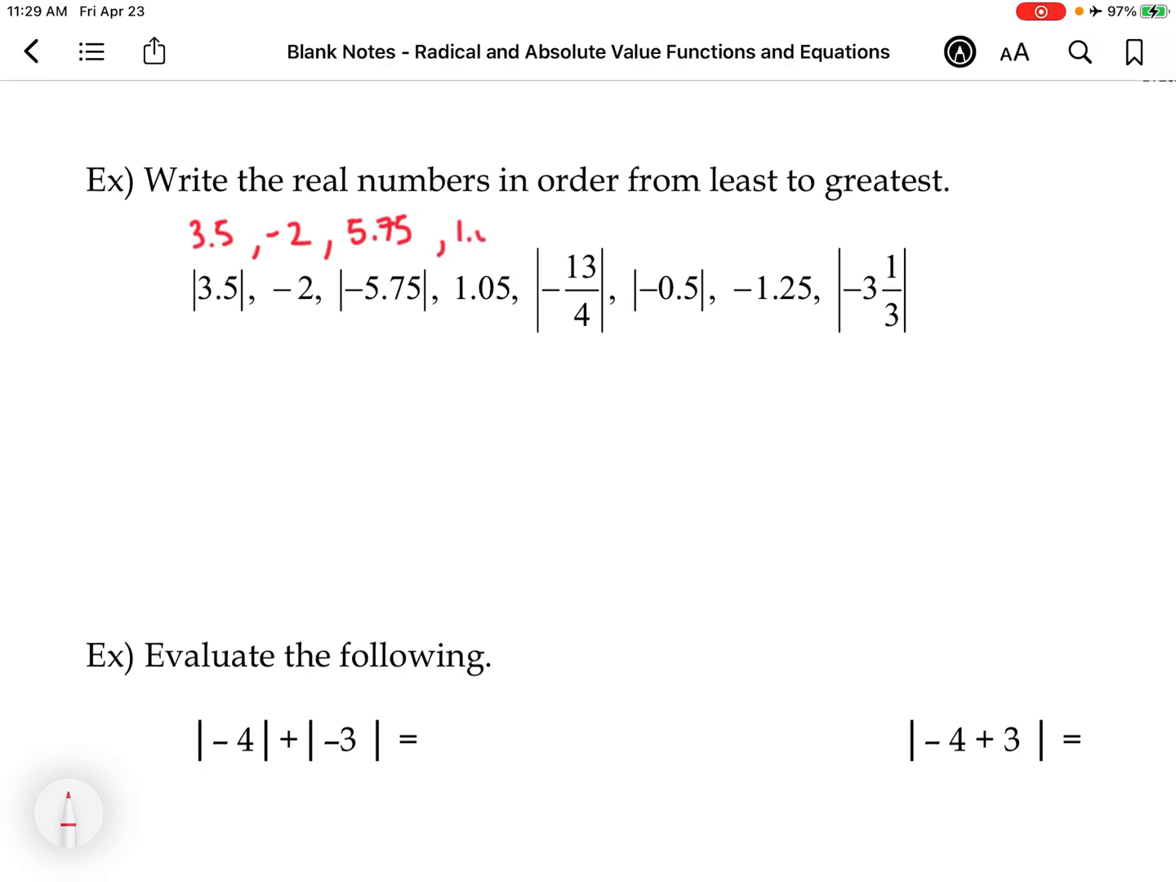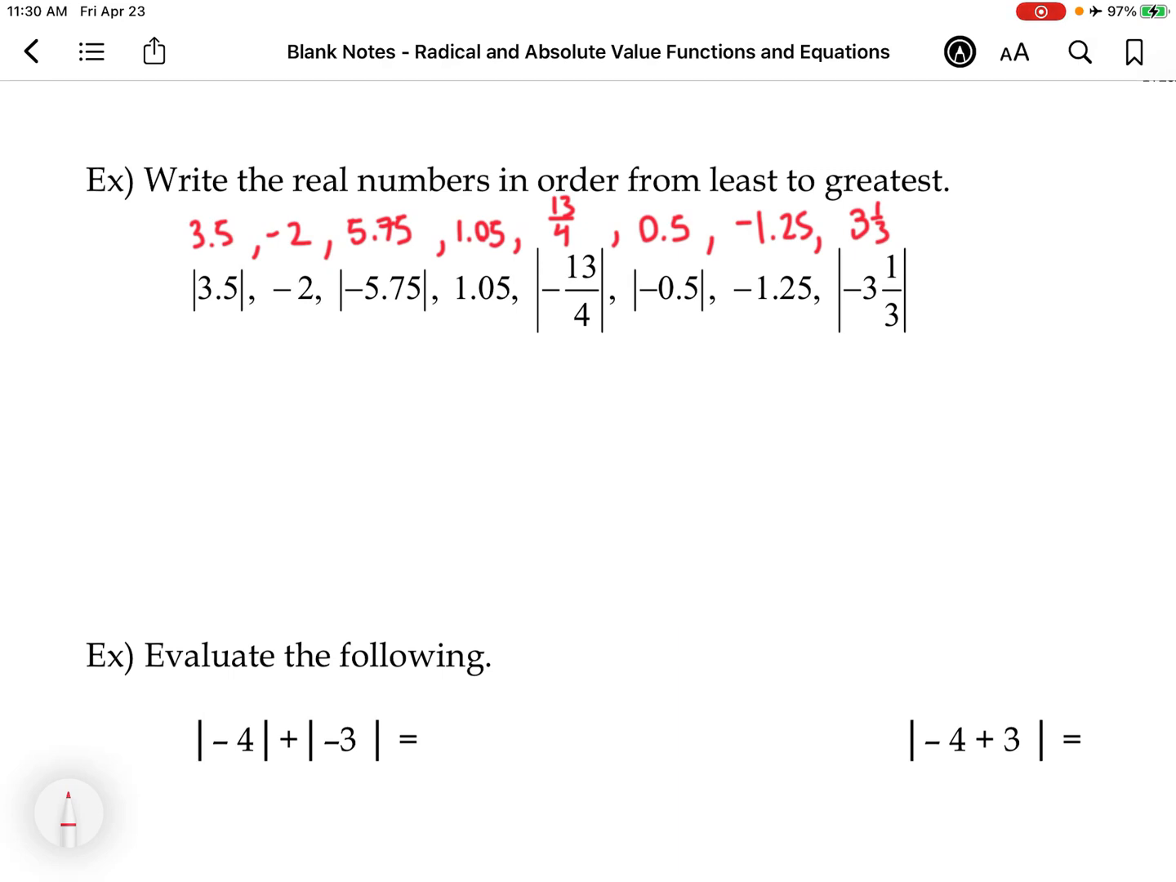Then we just have 1.05. There's no absolute value symbol there. Then we have the absolute value of -13/4, and that is just positive 13/4. We have the absolute value of -0.5, and that is positive 0.5. Then we have -1.25, and then we have the absolute value of -3 1/3, which is just 3 1/3.